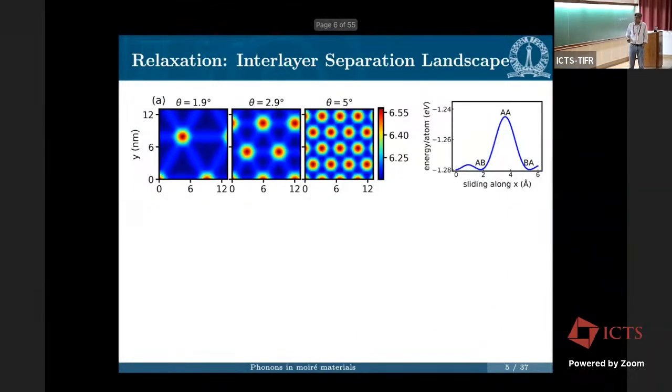Now, if you just construct these structures and ask the question, if I let it relax, what really happens in the system? What really happens is the following. I'm showing you a calculation of the interlayer separation landscape. So we're just looking at the interlayer separation as a function of angle.